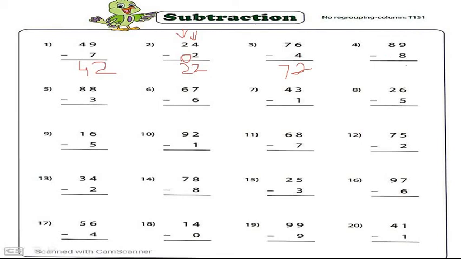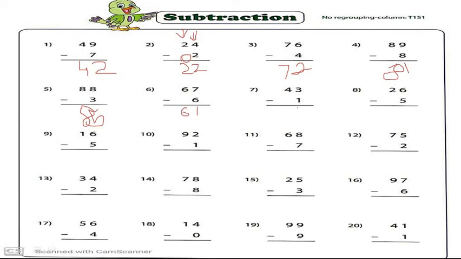Next sum is 89 minus 8. So while subtracting 8 from number 9, we get 1. And while subtracting 0 from 8, we get the same number as an answer. So 89 minus 8, we get 81. Next is 88 minus 3. So 8 minus 3, we get number 5. 8 minus 0, we get the same number, my dear. 7 minus 6, yes, we get 1. 6 minus 0, you are right, we get 6.